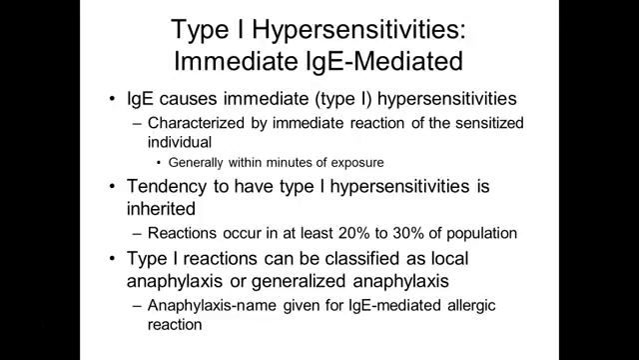So if somebody could potentially go into anaphylactic shock, what do they usually carry around with them? An EpiPen. What is that? Epinephrine. What does epinephrine do? It causes vasoconstriction and increased heart rate.